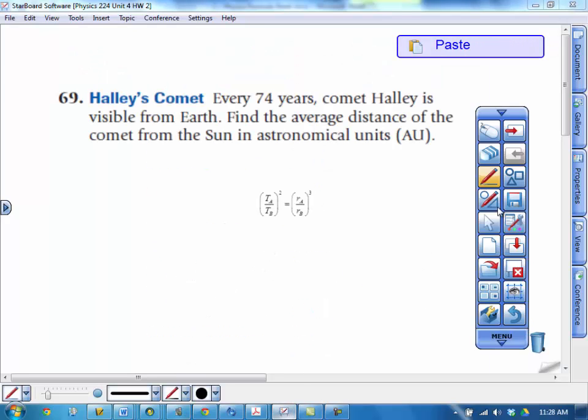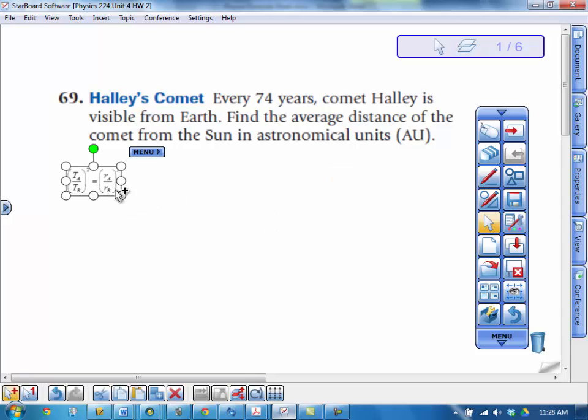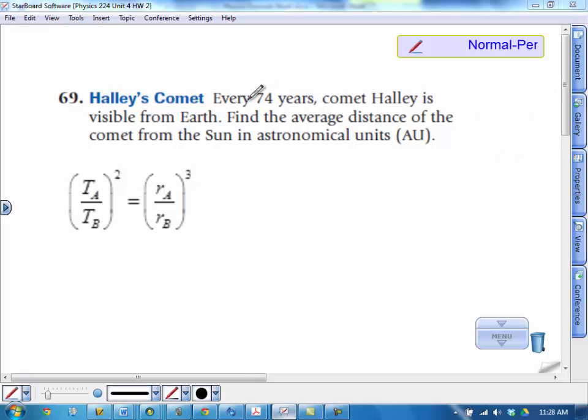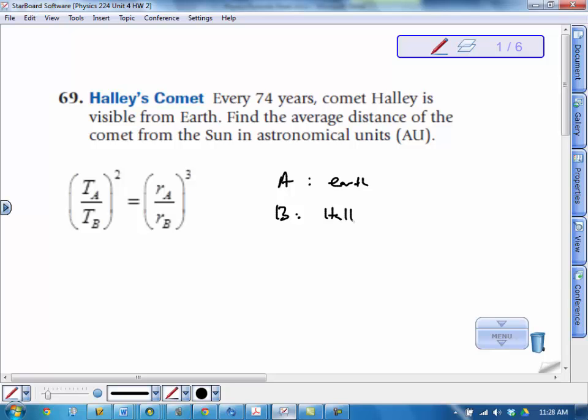All right, now we're just going to fill it out. So we have 3 of the 4 variables. We have the period for Halley's Comet. So we're going to say that A is the Earth, and we'll say that B is Halley's Comet. All right, so that means that the period of A is the period of the Earth. We know that's 1 year. We know the period for Halley's Comet is 74 years.